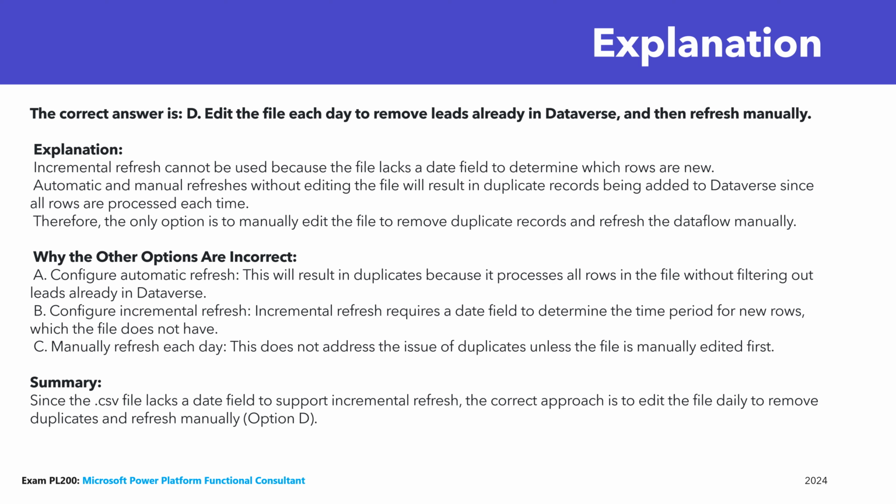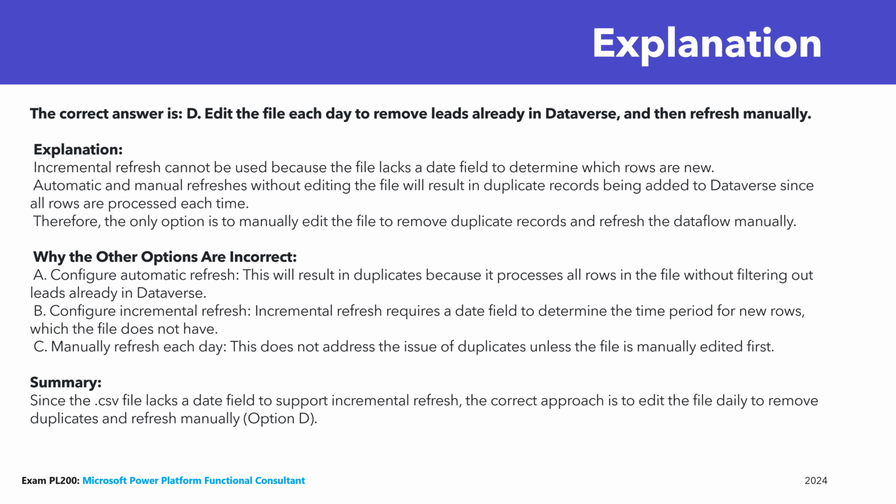Why the other options are incorrect. A. Configure automatic refresh. This will result in duplicates because it processes all rows in the file without filtering out leads already in Dataverse. B. Configure incremental refresh. Incremental refresh requires a date field to determine the time period for new rows, which the file does not have. C. Manually refresh each day. This does not address the issue of duplicates unless the file is manually edited first.